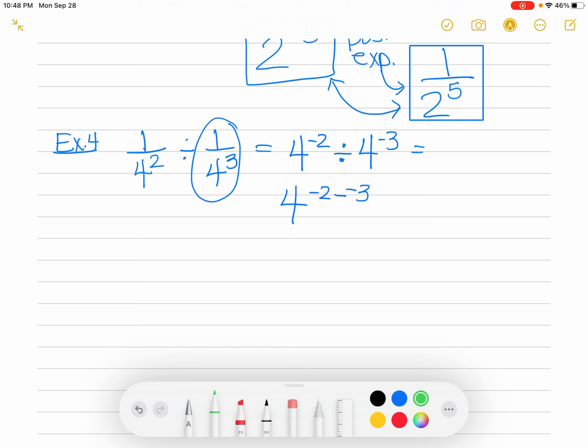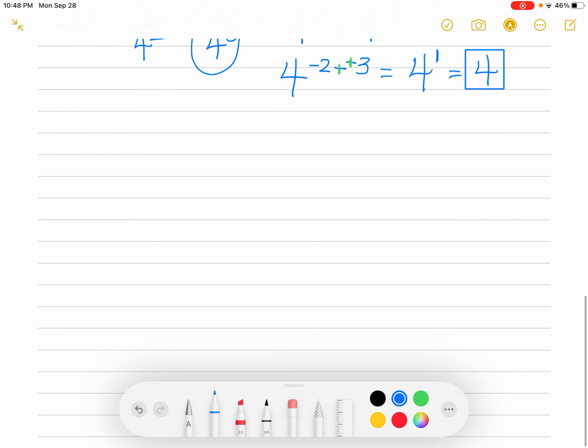So when I do this integer, it means I'm going to plus a positive 3, and now my answer is 4 to the 1 power, which we don't write answers like that. Okay, if it's to the 1 power, that just means it's 4. Okay, don't leave a 1 there. Okay, and there's my answer, is 4. Okay, example 5.